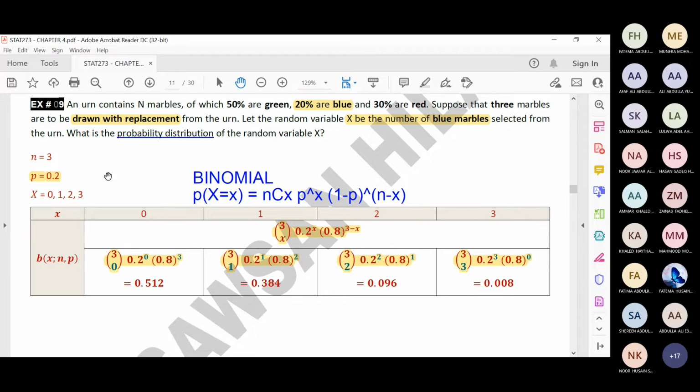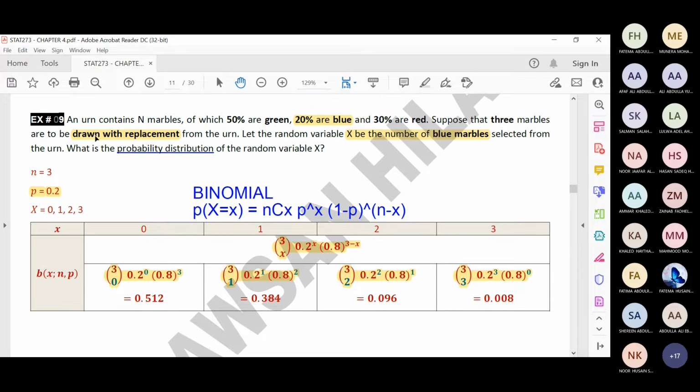So these are the two exercises. The main idea behind them is just to use the formula and be familiar with using it directly. And the importance of this exercise, as I said, is that if I draw with replacement, I have to keep in mind that this is an example of binomial.